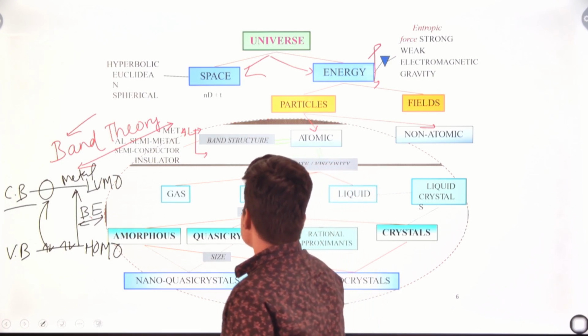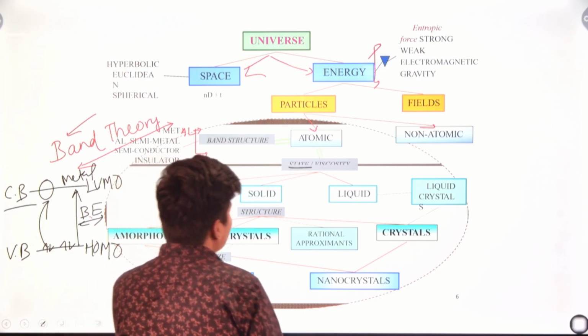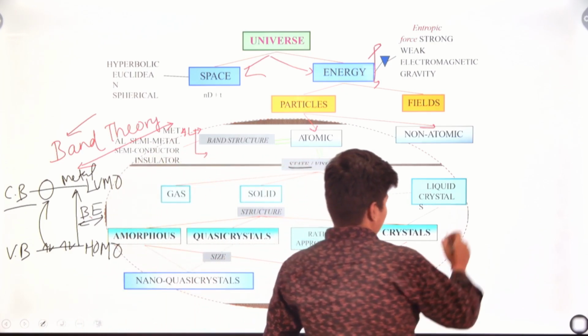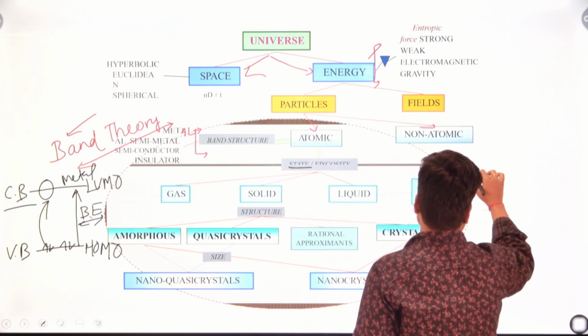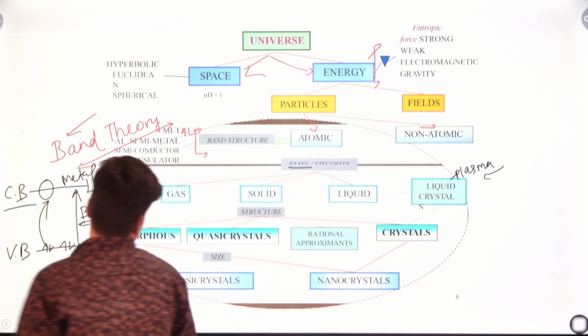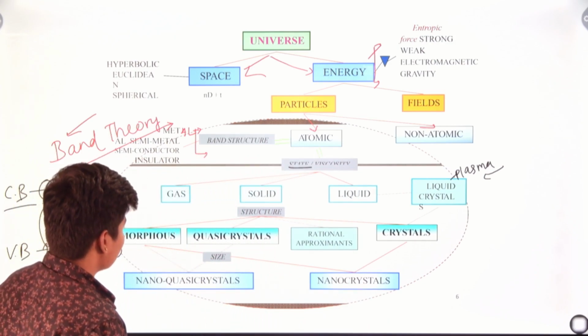Now, the atoms according to state or viscosity, I have already told in the first slide: gas, solid and liquid, or liquid crystals, and we can say plasma is another phase. And now the solid structure can be classified into crystals, amorphous, and quasi-crystal.